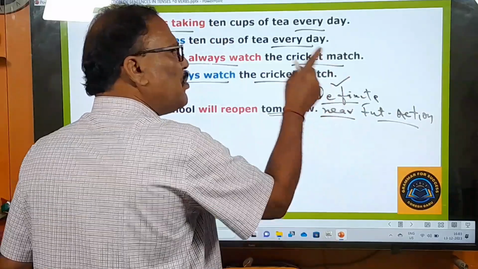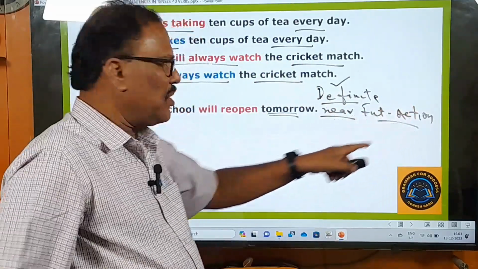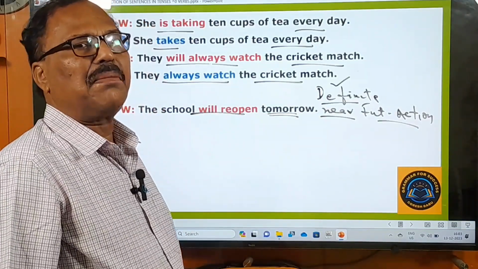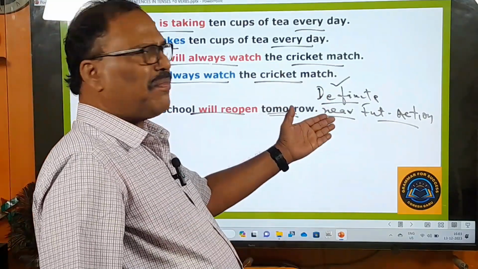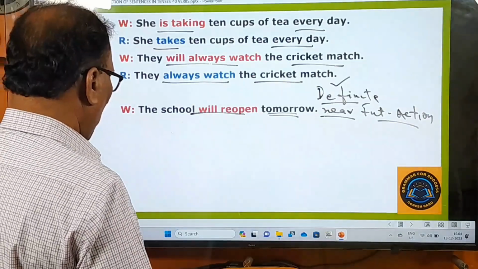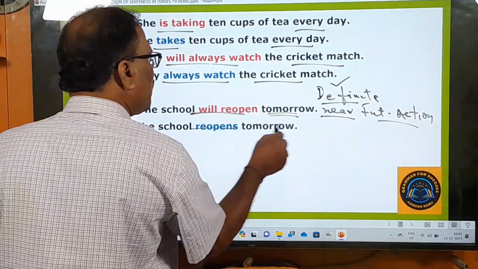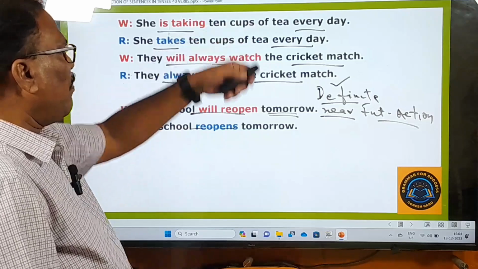Whenever you want to indicate definite near future actions, you should use only the simple present tense, but not the simple future tense. Though it's a future action, it is a definite near future action, and that's why you have to indicate it in the simple present tense only. So the answer will be: the school reopens tomorrow. You cannot say the school will reopen tomorrow, right?